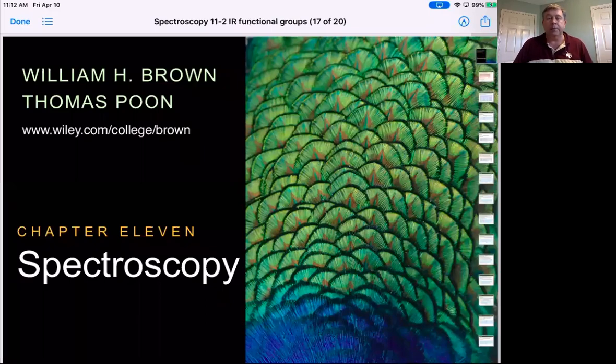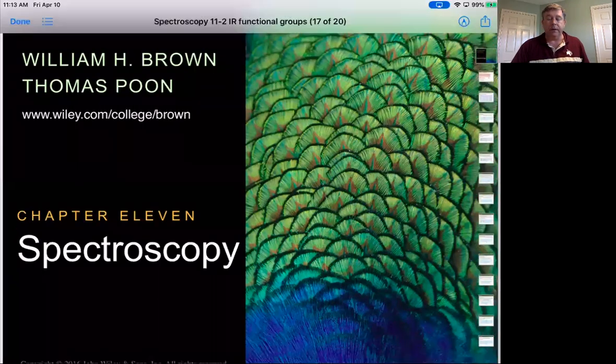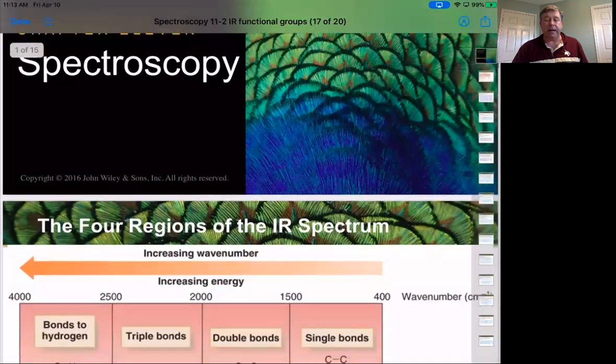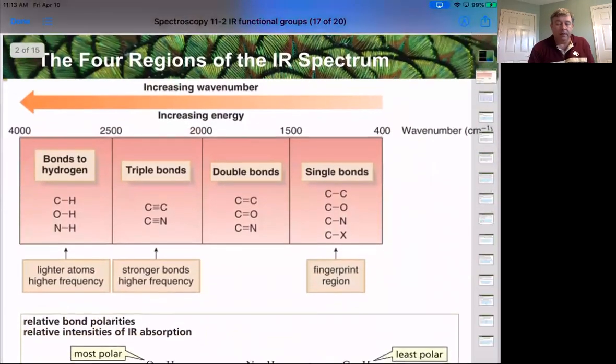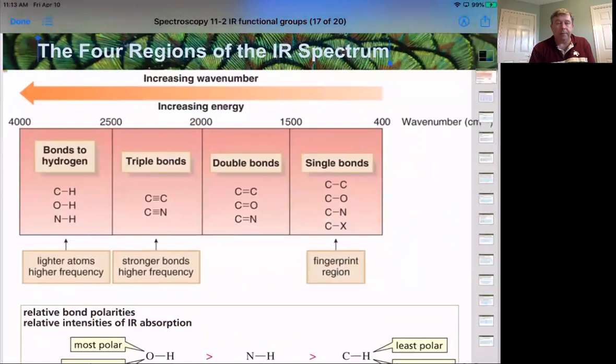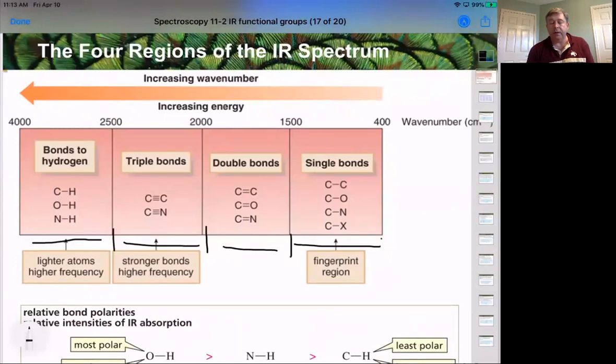Hello, Organic Chemistry 2330. We're going to continue on with Chapter 11 and continue with IR spectroscopy. As I ended the last one on, we have these four regions of the IR spectrum to work on. In our four bands, we have our light atom, heavy atom bonds, which are going to be on our higher end, above 2500. We have our triple bonds between 2000 and 2500. We have our double bonds between 1500 and 2000, and we have our single bonds from 1500 to 400.